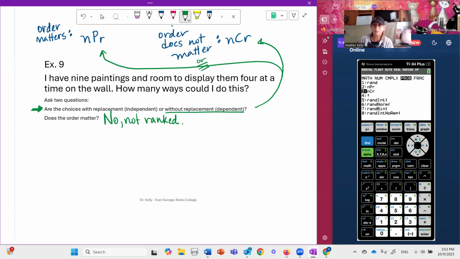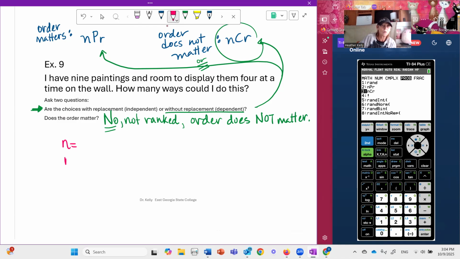Okay. Probability sucks to learn. I'm just the first one to tell you that. It really does. But I'm going to make it as easy as possible. Okay. So not ranked, without replacement. So order matters? No, order does not matter. Okay, so order does not matter. This is the formula that we're going to use. We're going to use NCR. Now let's find out what our N is and what our R is.